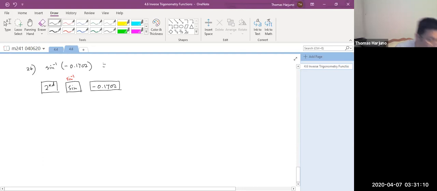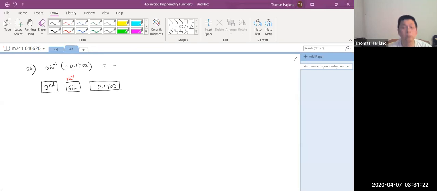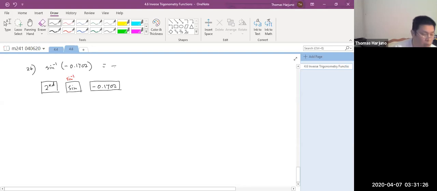Now go ahead, use your calculator. The answer will be negative, we know, but we don't know negative what angle. Here I get negative 9.7994 degrees.